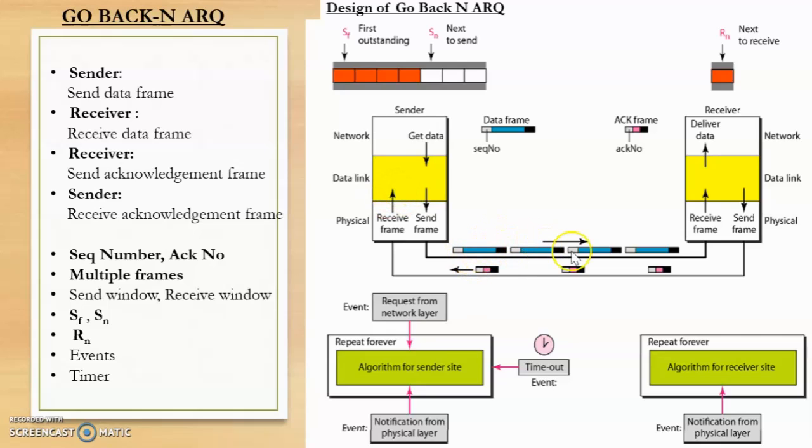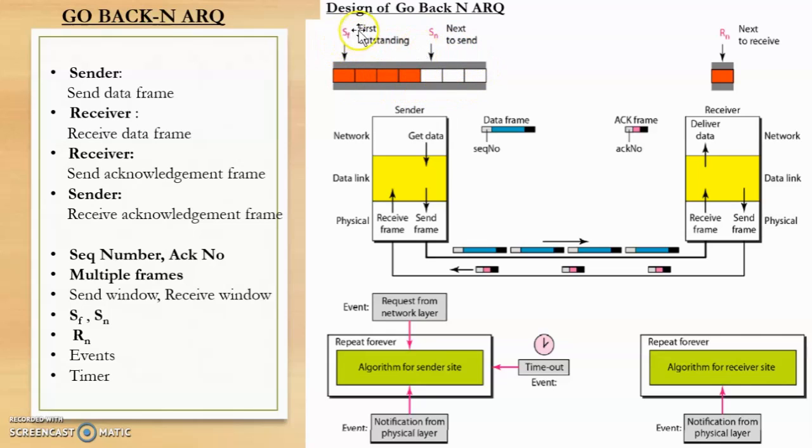Each of the data frames will have a sequence number, and each of the acknowledgement frames will have an acknowledgement number. This design is similar to the design of stop and wait ARQ protocol, but over here multiple frames can be sent and also multiple acknowledgements can be sent. Also the sender will have a send window. The send window we have already discussed in detail earlier.